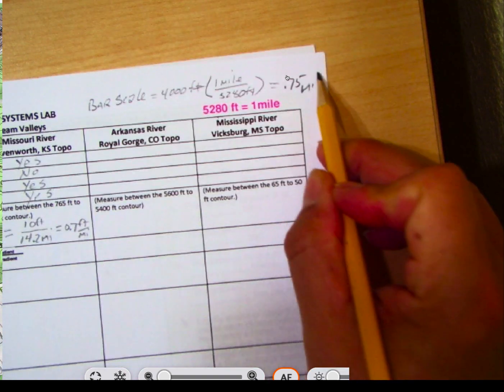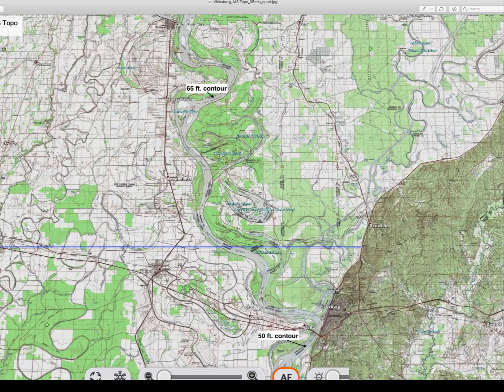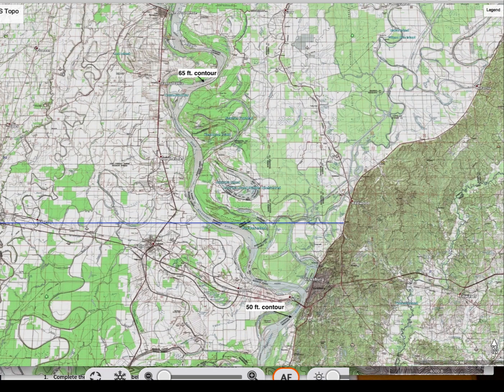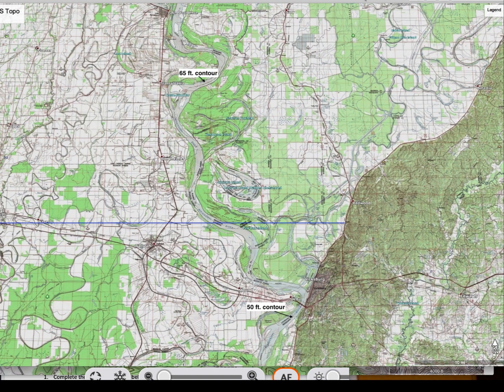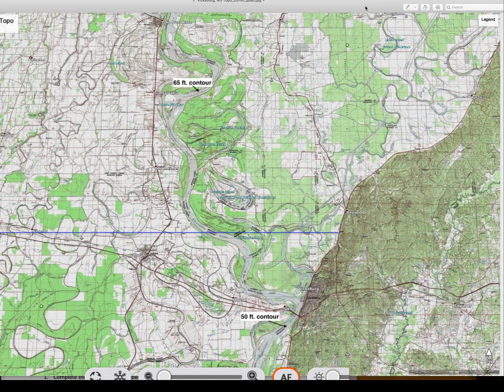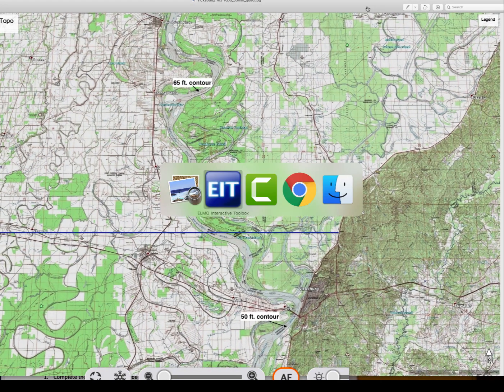So now you know. And I think for the Mississippi River, down on this map, we see that it's 10 miles down here, right? So this map has a 10-mile scale. All right, so you should be in good shape to complete those.